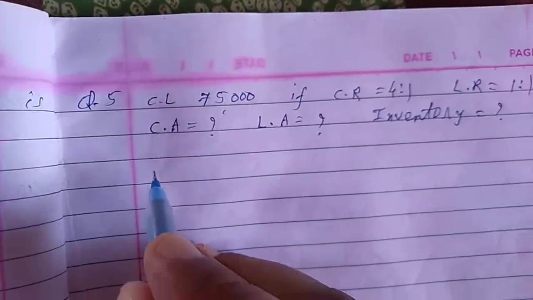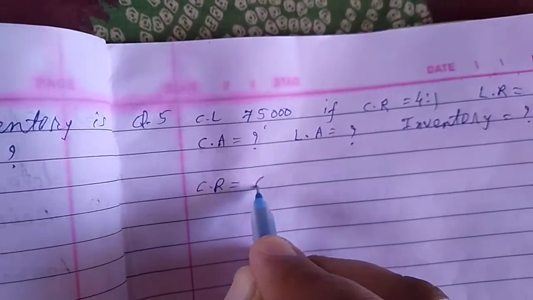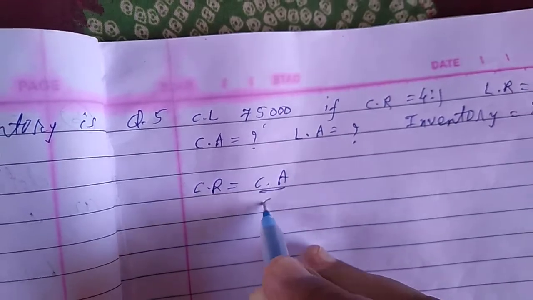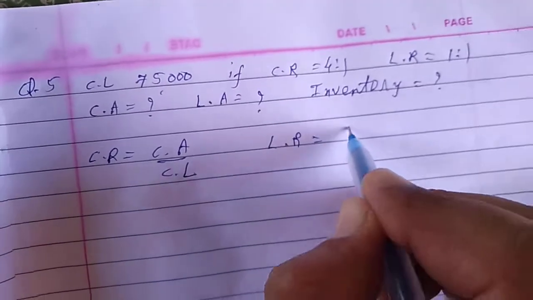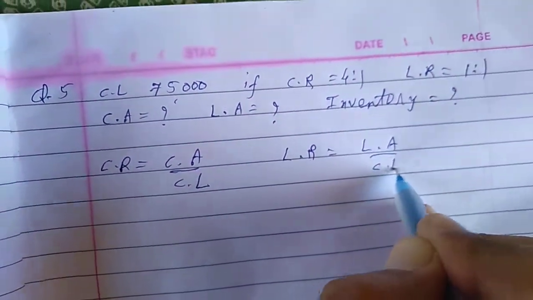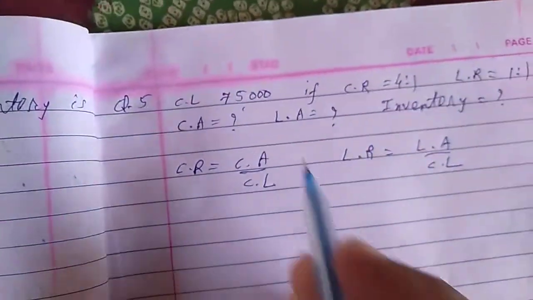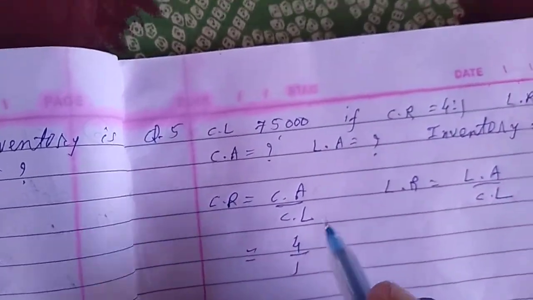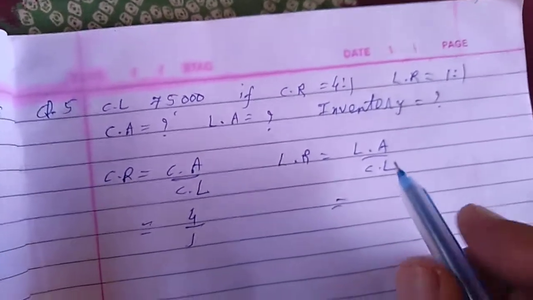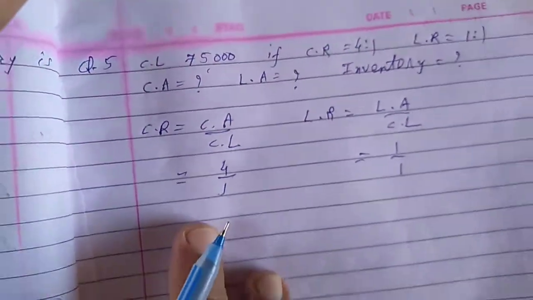So first of all, the formula of current ratio. You know current ratio is equal to current asset upon current liability. Same way, liquid ratio is equal to liquid asset upon current liability. Here current liability is given 75,000. Current ratio is given 4 is to 1, so 4 current asset, 1 current liability. Liquid ratio is given 1 is to 1, so 1 upon 1. Here also you can see current liability is common.